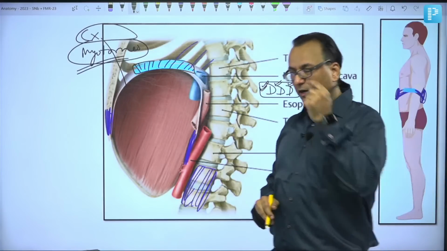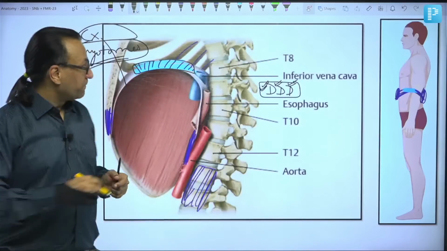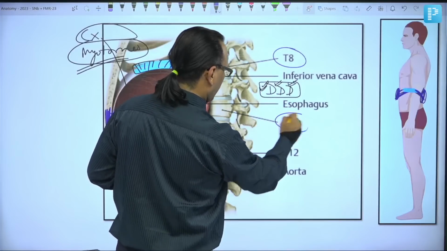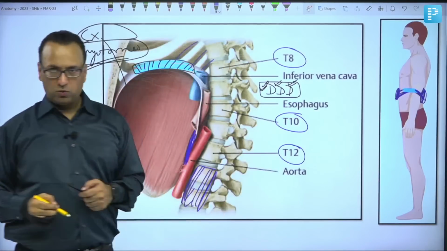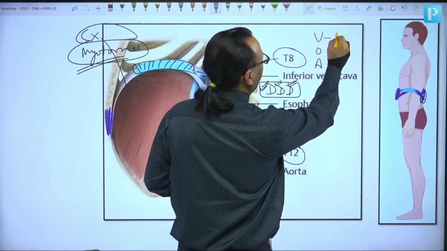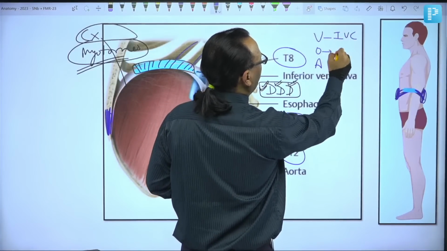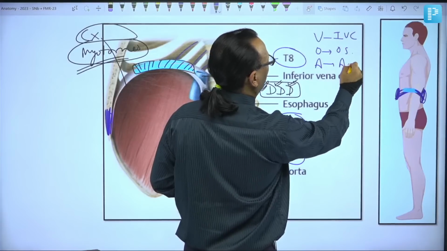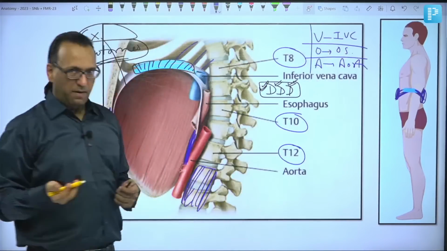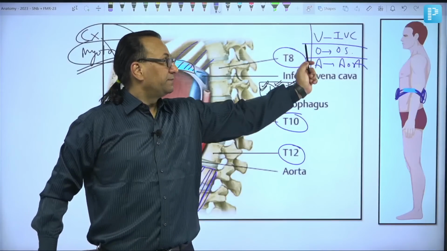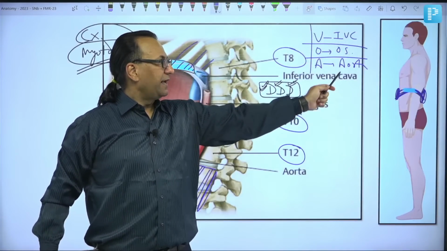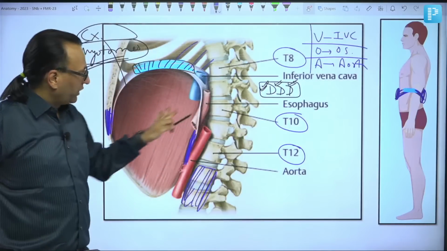Anyhow, which structures are passing? What is this voice of anatomy? Voice of anatomy: V is inferior vena cava, O is esophagus, and A is aorta. So as we remember the mnemonic, V is the inferior vena cava, O is the esophagus, and A is the aorta, which you can see here.